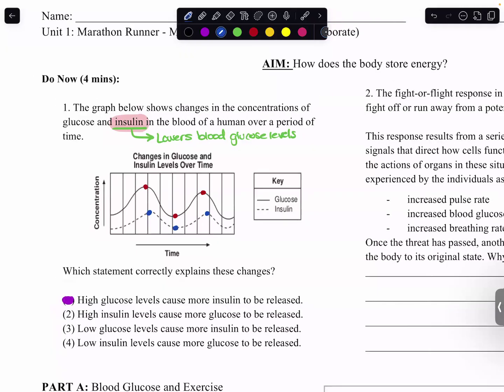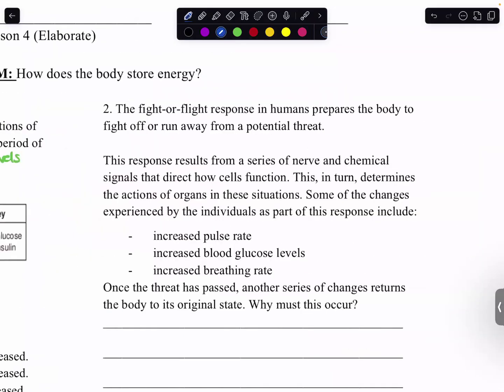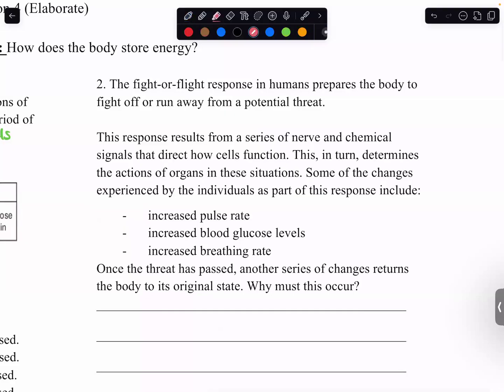All right. Now, number 2, let's zoom into number 2. It says the fight or flight response in humans prepares the body to fight off or run away from a potential threat. This response results from a series of nerve and chemical signals that direct how cells function. This, in turn, determines the actions of organs in these situations. Some of the changes experienced by the individuals as part of this response include an increased pulse rate.